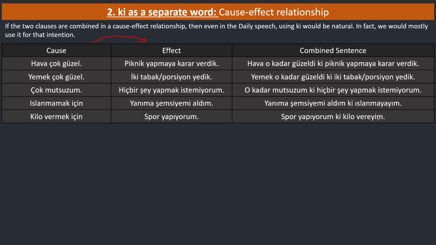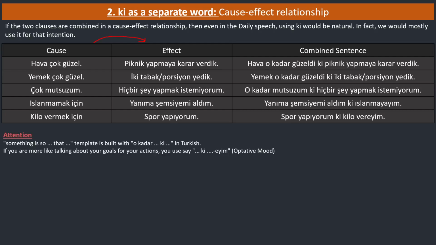Pay attention to these details. When you change the structure of the sentence, you have to change the endings. There are not many ways. I mean, you don't have to worry about a lot of different ways. There are only a few things you need to be careful with, and with practice, you will get used to it. Okay, I actually have these notes as an attention part. Like, something is so that, as a result, this template, this structure is built with o kadar. O kadar ki, o kadar güzel ki, o kadar mutsuzum ki.